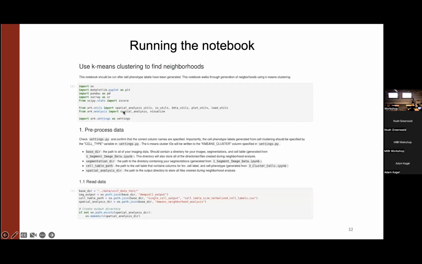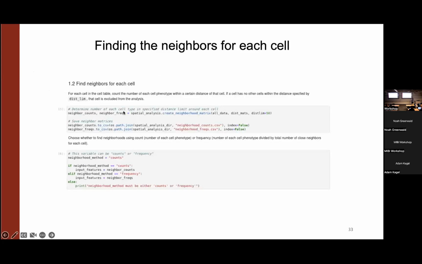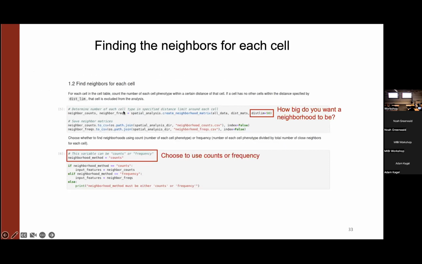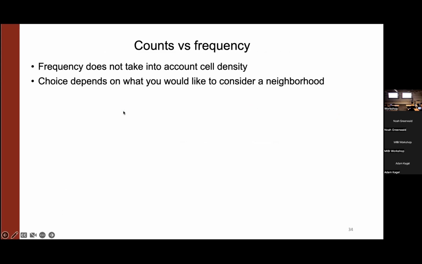Okay, so how do we run the notebook? There's a notebook to do this in ARP. And the first step is to find the neighborhoods for each cell in your data set. The one parameter to be mindful of here is a distance limit, and we just heard Ina talk about this and had a question about how you choose this distance limit. The other thing to think about is whether you want to use counts or frequency when you're identifying your neighborhood. Counts is simply the number of each cell type that's surrounding the index cell. And frequency is dividing that number by the total number of cells that are in some set radius around it.